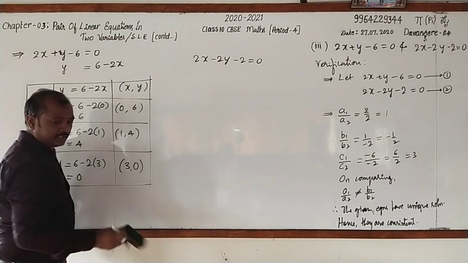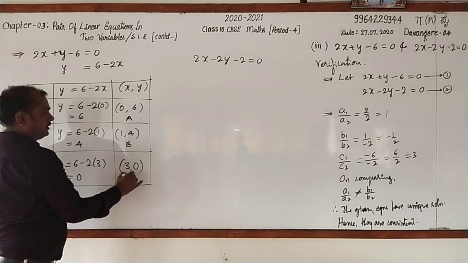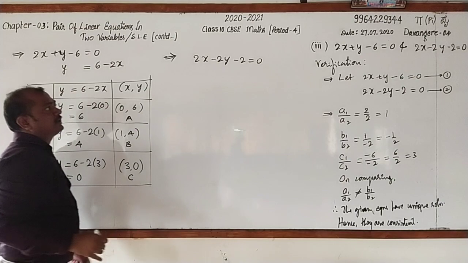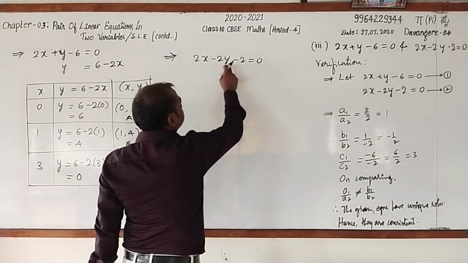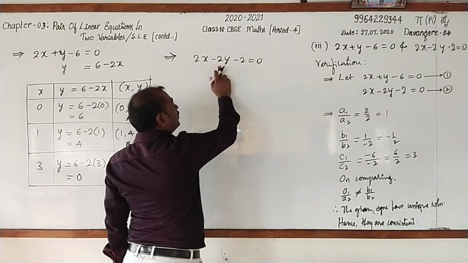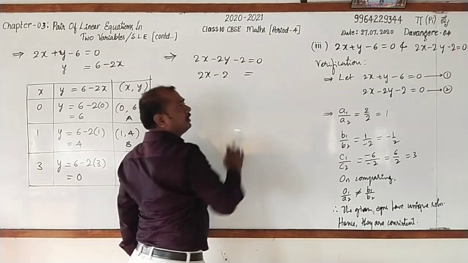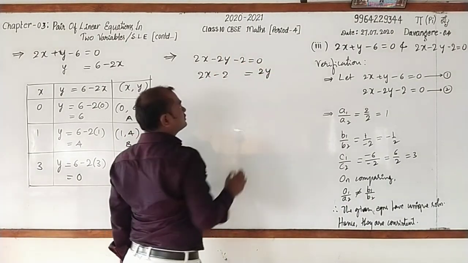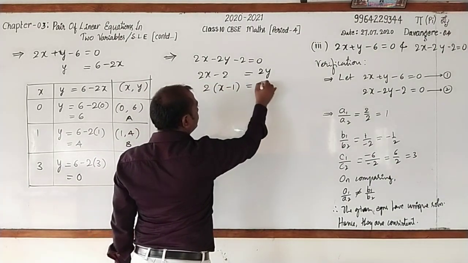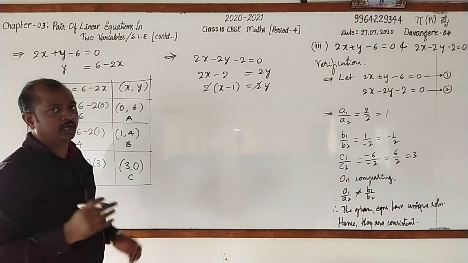Now, let us name these coordinate points as A, B and C. Now, let us find out the coordinate points of the second equation: 2x minus 2y minus 2 equal to 0. Solve for y. So 2x minus 2 as it is. Transfer minus 2y to the right hand side, it becomes plus 2y. Now see that it is 2 into x minus 1 equal to 2y. The 2 gets cancelled. y equal to x minus 1. Hope that you have understood.